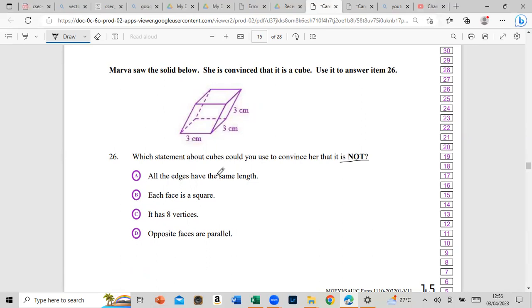It says all the edges are of the same length. That is true about it. Each face is a square. That is also true. It has 8 vertices. The vertices is where the lines meet, which is right here. It is indeed 8 vertices, 4 on this and 4 on that. Opposite faces are parallel. My students and I decided that it would be B. Leave a comment on that, alright? I'm not so sure about that one.